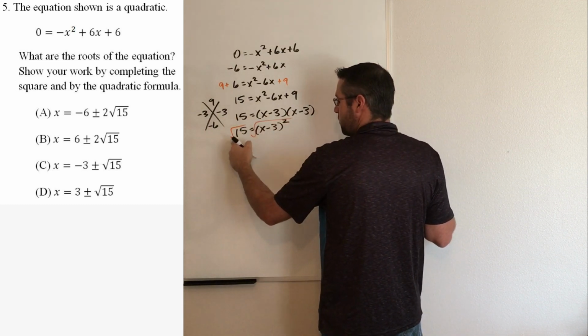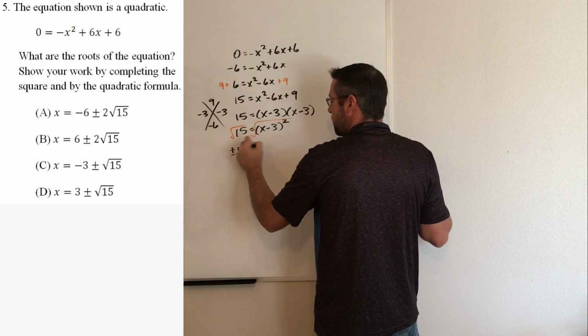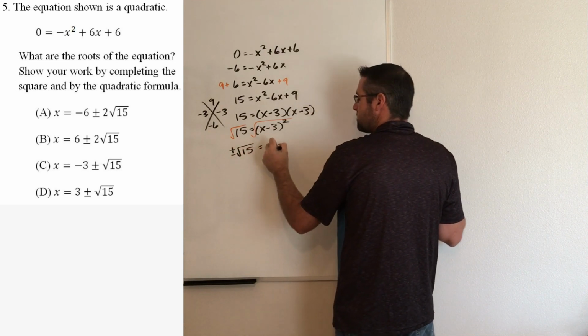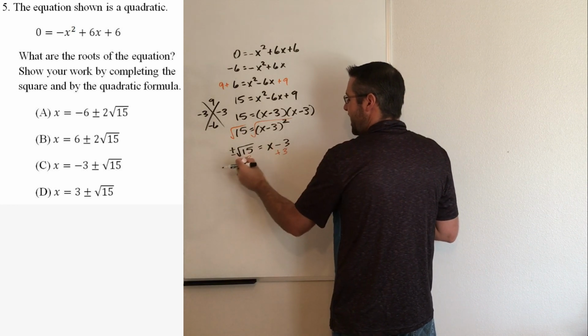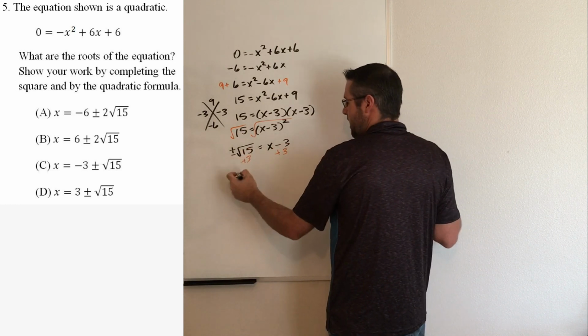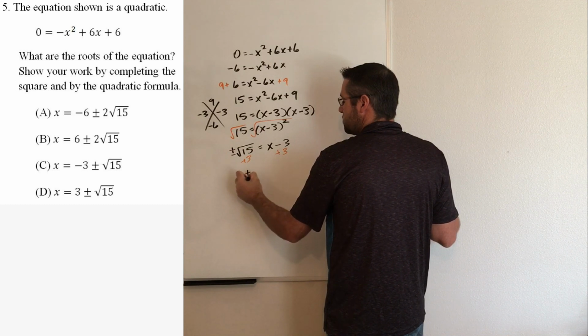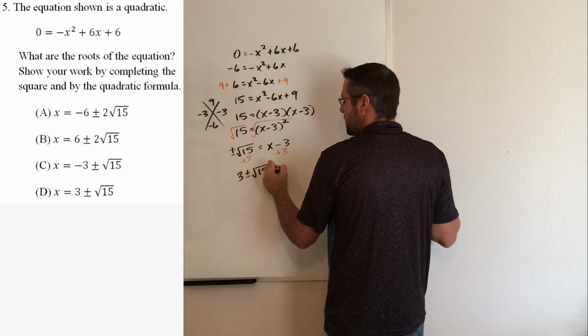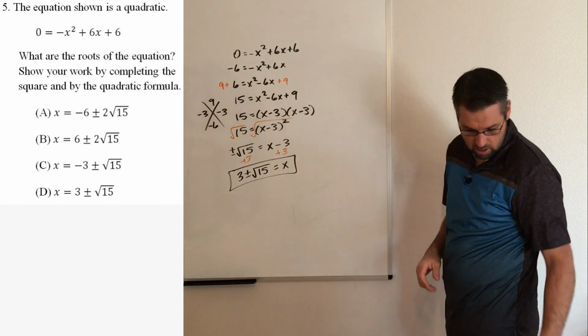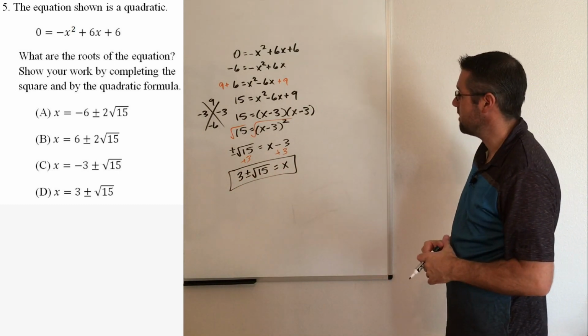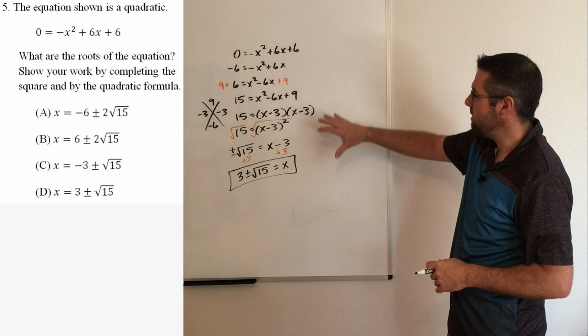We end up with, again, when we square root, plus or minus the square root of 15 equals x minus 3. And then we'll add 3 to both sides. We can't add 3 to the 15 because that's in the radical. So we'll just say 3 plus or minus rad 15 equals x. And that is our solution using completing the square. Okay, so that's one method.